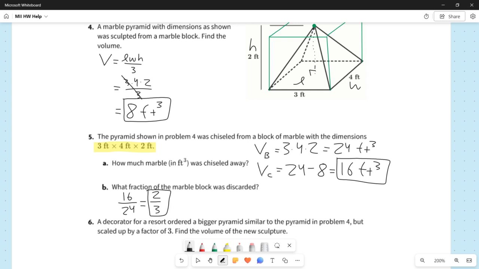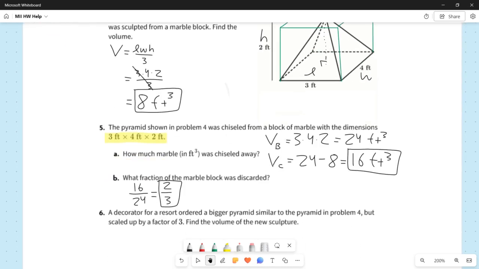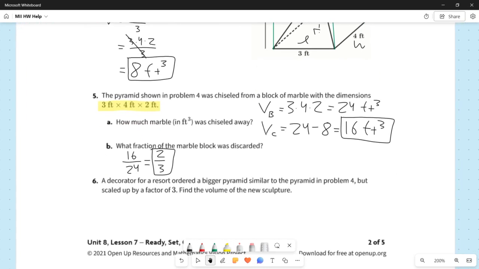So this pyramid only represents 1/3 of the original block, which, by the way, is what my formula for a pyramid says: it's literally 1/3 of the prism. So it kind of makes sense, right? If 1/3 is what's left over, then 2/3 is what we no longer have. And we just sort of proved that again with 5b.